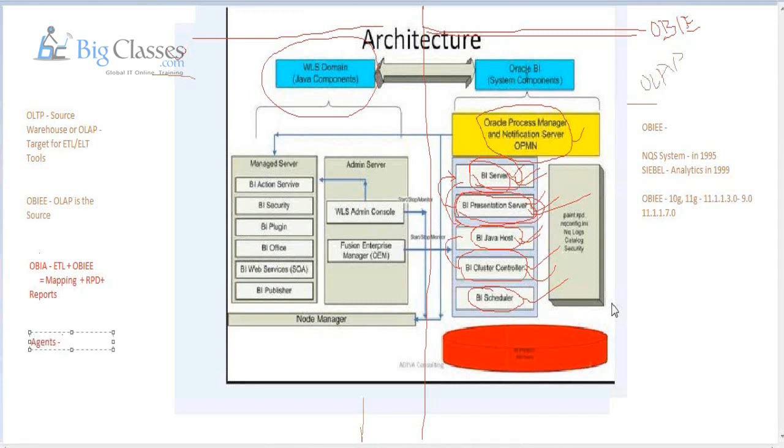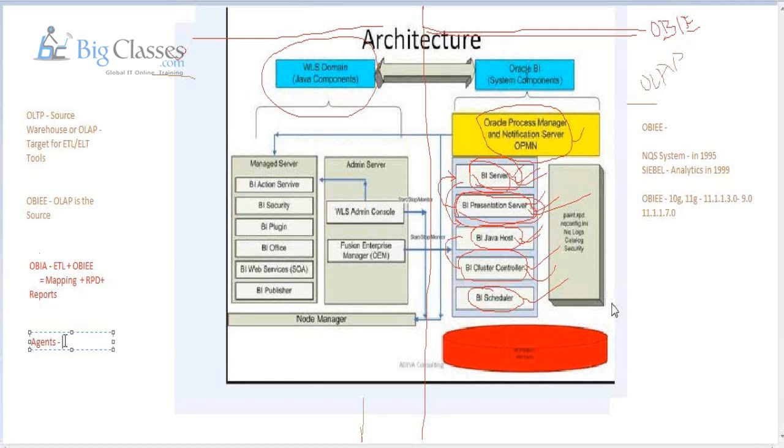So all these agents will be managed by the BA server. If you create an agent for a particular time, every day the BA scheduler will take care of the scheduling part, and it will execute the report and deliver it to the corresponding user email address. So that is the purpose of the BA scheduler.